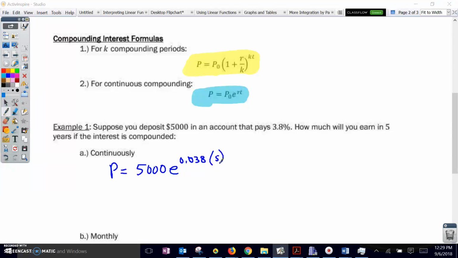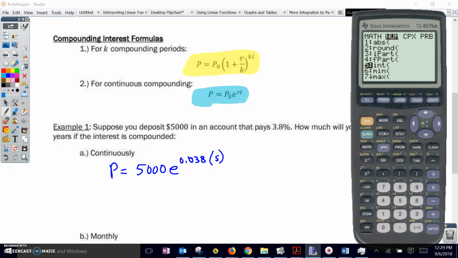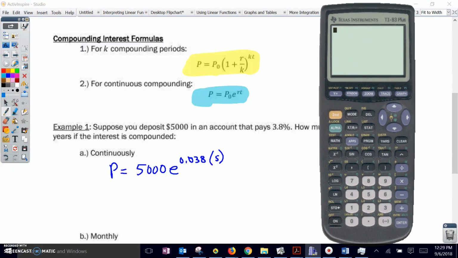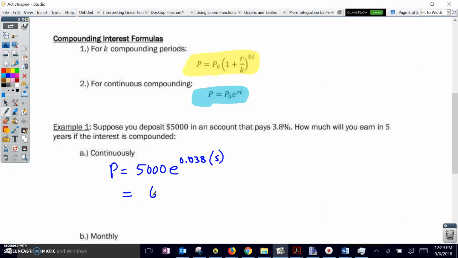And so to find our principal, I'm going to break out my calculator. And I'm going to take 5,000 times e to the 0.038 times 5. And that tells me that if I'm compounding continuously, I'm going to have $6,046.25 at the end of the 5-year period.